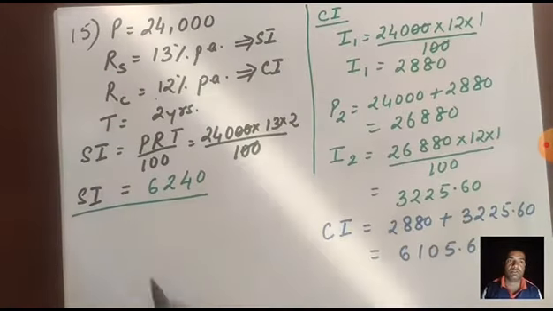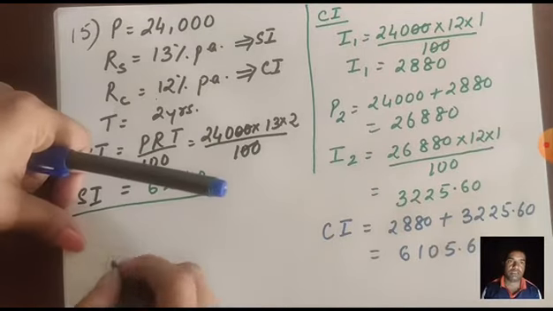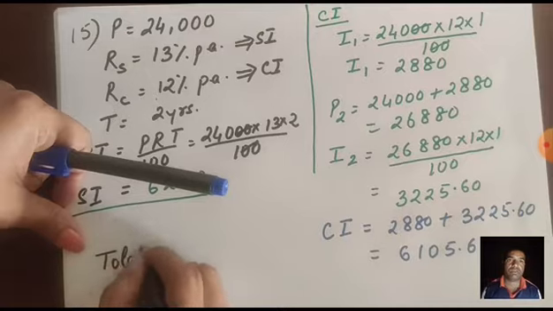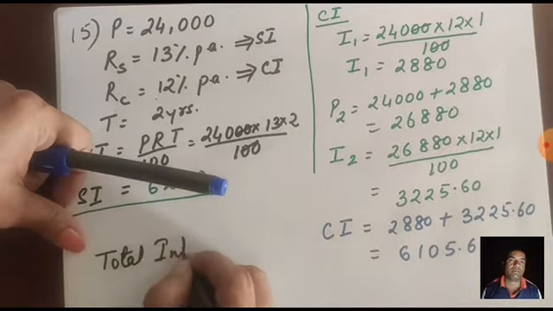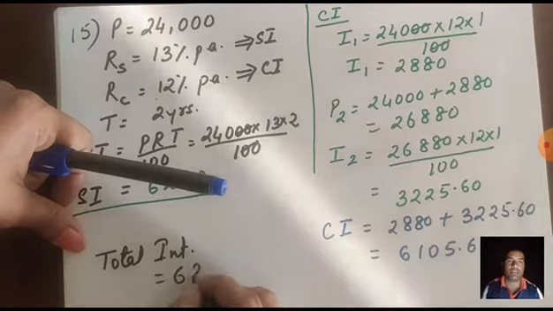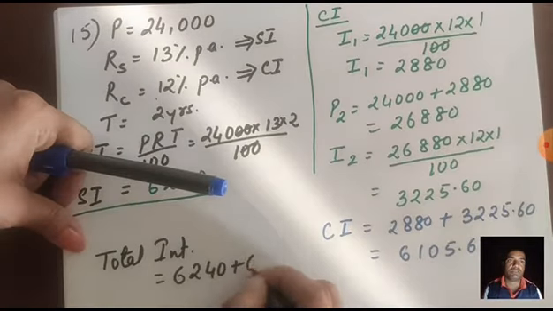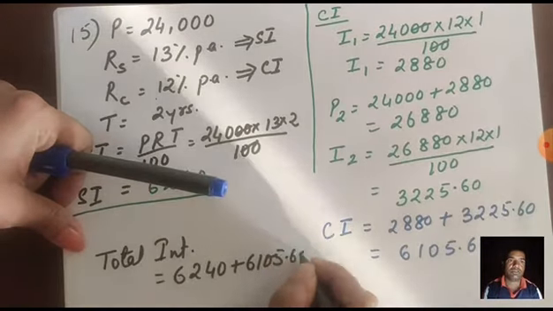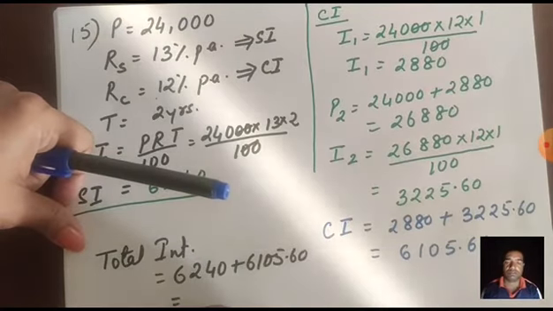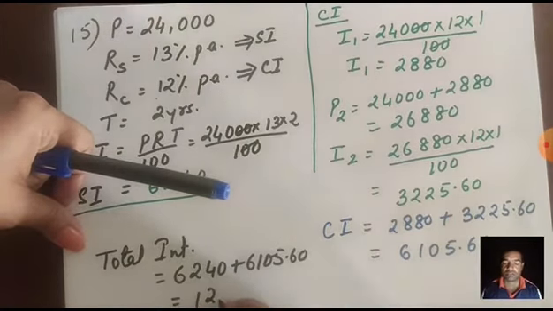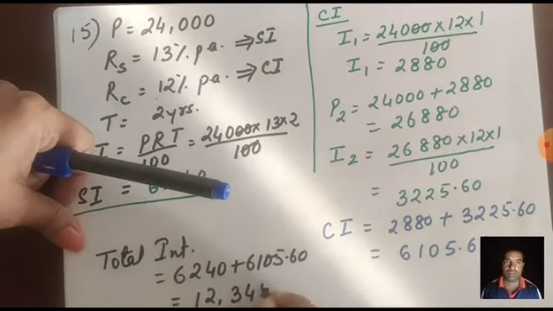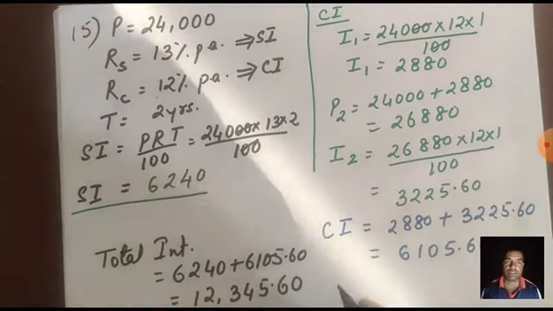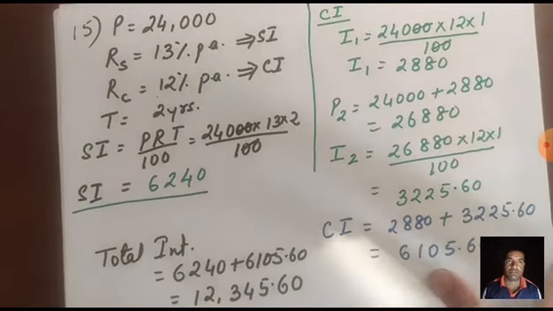Now we have to find total earning. That means we have to add this SI and CI. 6,240 plus 6,105.60, which will be the 12,000 something, 12,345.60. This is the total earning.